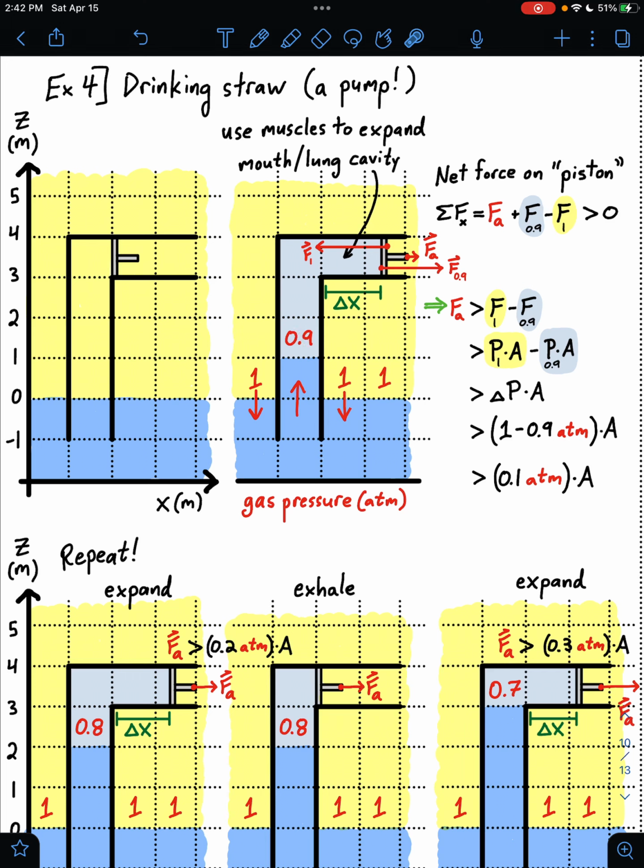The pressure here is lower than outside, but it's still pushing down on the water in the straw. So the water will feel a net force due to pressure upwards, due to the difference between the outside and inside air pressures, and will rise up the straw to a certain height until the weight of the water in the straw is equal to the pressure difference times the cross-sectional area of this straw.